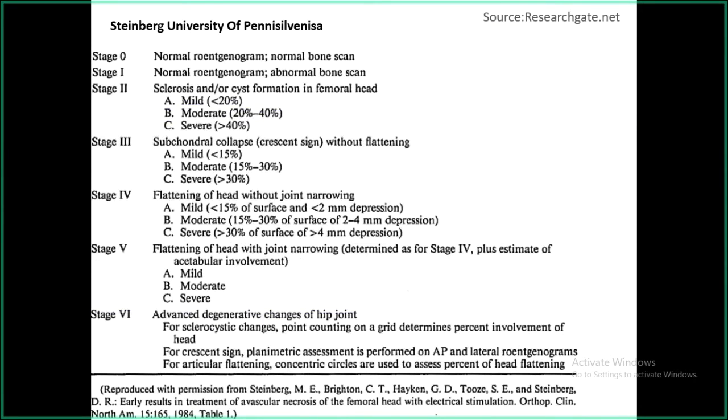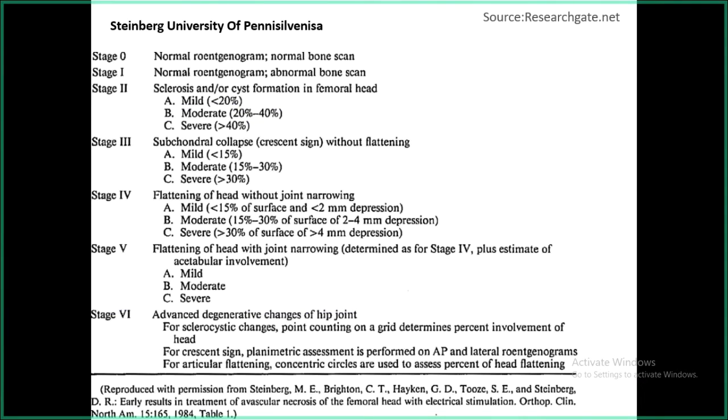This is another classification, the Steinberg or University of Pennsylvania classification, in which stage 0 shows normal radiography and normal bone scan. This is again a summation of the classification. Stage 1 is normal radiograph, abnormal bone scan. Stage 2 shows sclerosis and cystic formation in the femoral head, which is subdivided into mild, moderate and severe, less than 20%, 20 to 40% and more than 40%. Stage 3 shows subchondral collapse and crescent sign, which was seen in grade 2B in the Ficat-Arlet stage. Again, it is subdivided into mild, moderate and severe, less than 15%, 15 to 30% and more than 30%.